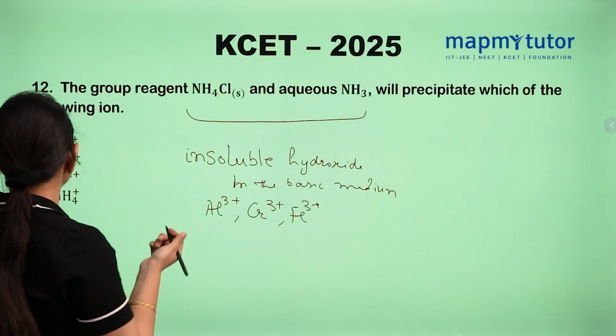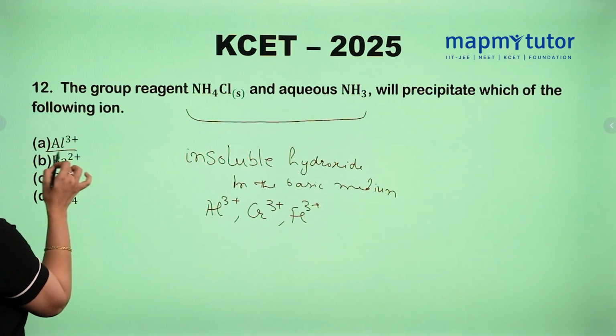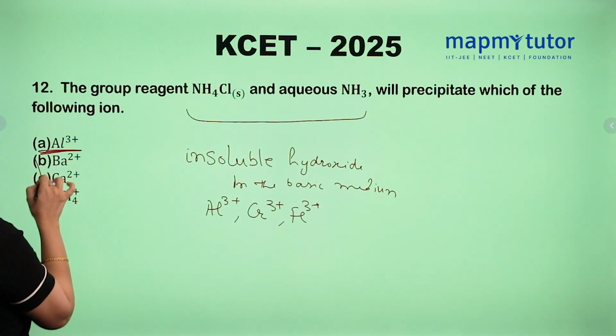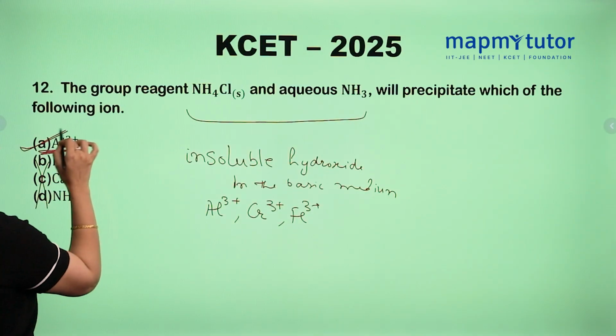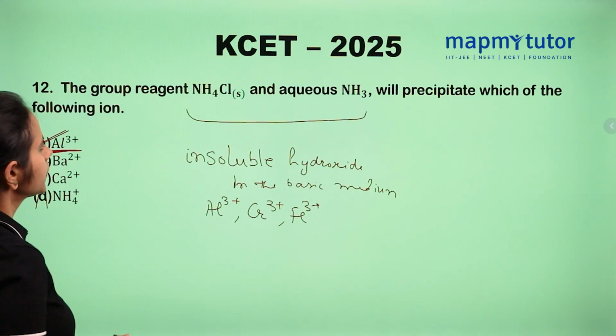So let's see which option is present. Aluminium 3 positive. So this is our right answer. These are not the options, right? So this is the right answer, aluminium 3 positive.